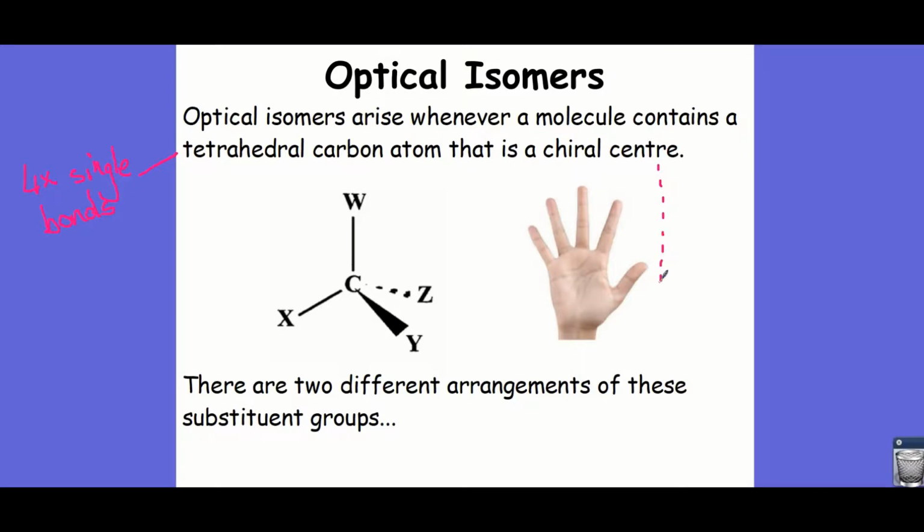Looking at a mirror image of this, I'm not going to bother trying to draw a hand, nobody wants to see that, but we can draw an exact mirror image of our molecule. So here we have Z, we have Y, and we have X. This is the optical isomer, and both of these molecules will exist.